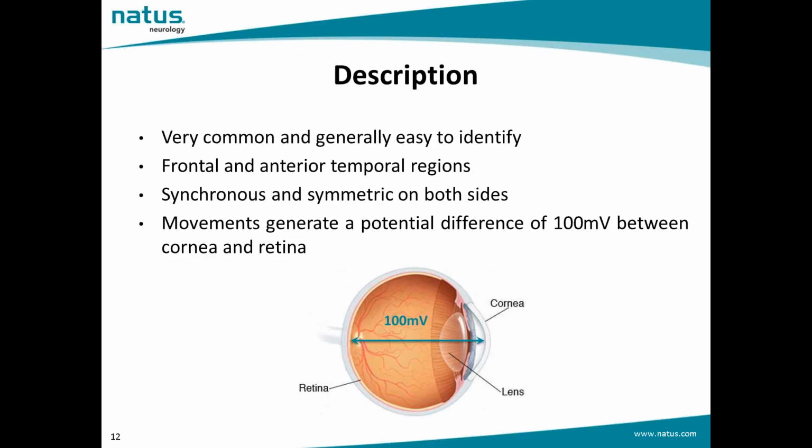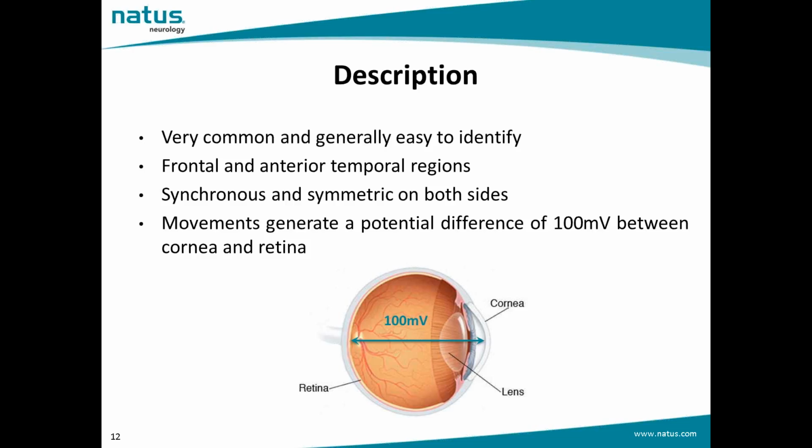The eyeball acts as a ball with a positive pole oriented anteriorly, the cornea, and a negative pole oriented posteriorly, the retina. Under normal conditions, the potential difference between cornea and retina is about 100 millivolts. When the globe rotates about its axis, it generates a large amplitude alternating current field, which is detectable by an electrode near the eye. The other source of artifacts comes from EMG potentials from muscles in and around the orbit.